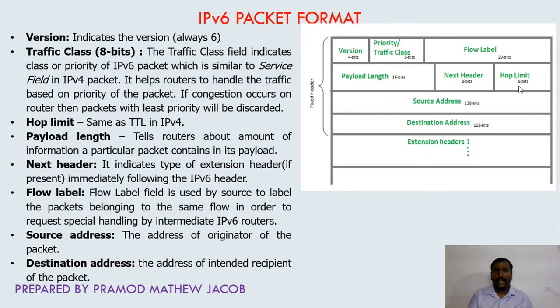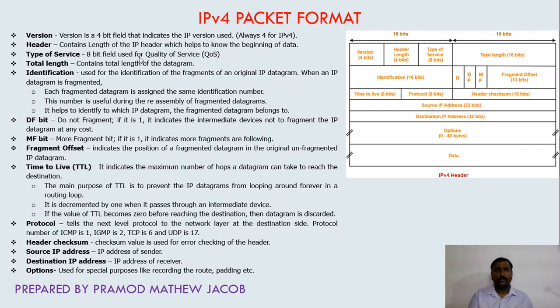Next, let's see the packet format of IPv6, that is Internet Protocol version 6. IPv6 is 128 bits. Here also there is a version field, which indicates the version number. Since we are using IPv6, its value will always be 6. Next is the traffic class, which is of 8 bits. The traffic class indicates the class or priority of the IPv6 packet, which is similar to the service field in the IPv4 packet. In IPv4 we learned about type of service, which is an 8-bit field used to identify the quality of service we are providing.